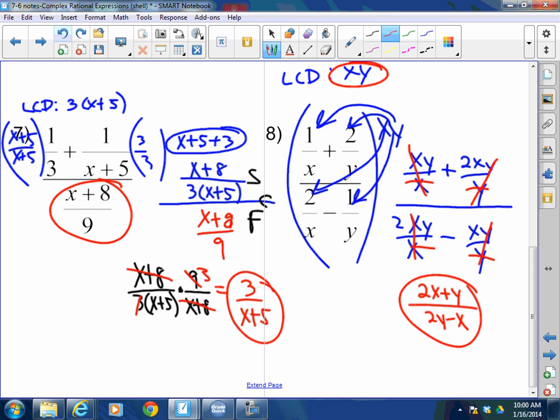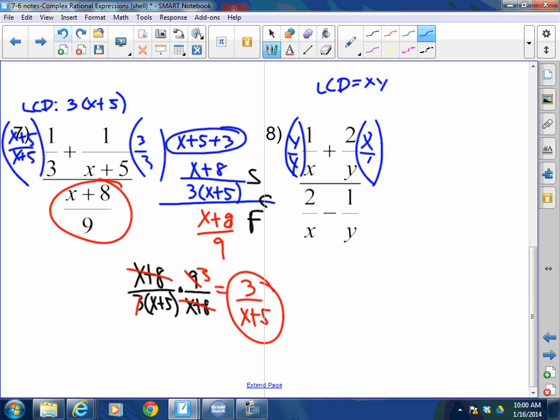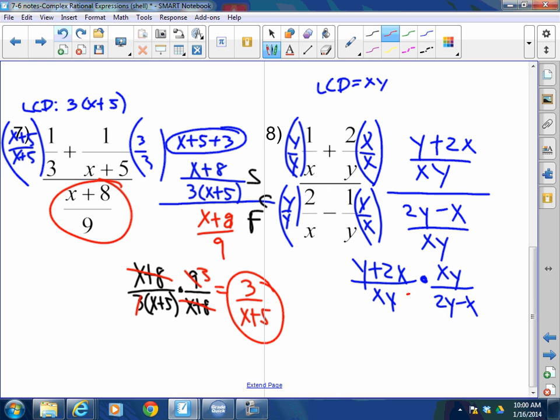Thank you, sir. Anything else? You want me to do a method 1? Yeah? Okay, real quick. Method 1. The LCD for both the top and the bottom are the same in this case. It's xy. So here, a y. Here an x. So y plus 2x over xy. And then here, same thing, a y and a y, x and an x. So 2y minus x over xy. Stay, change, flip. Exact same answer. No big deal.